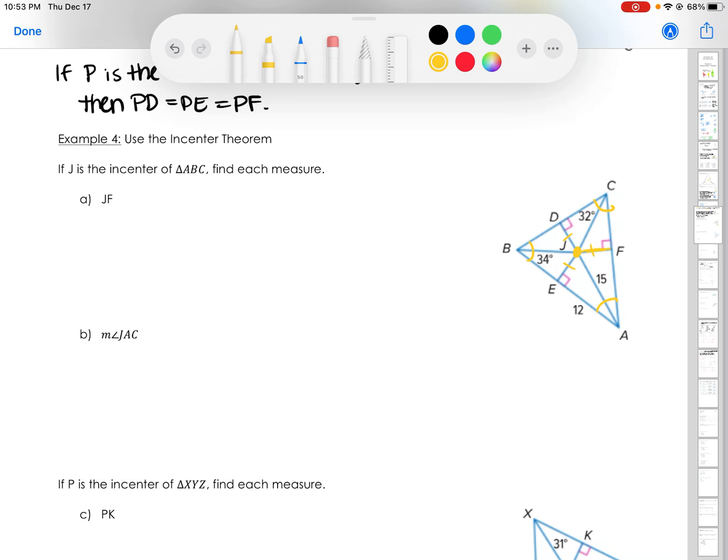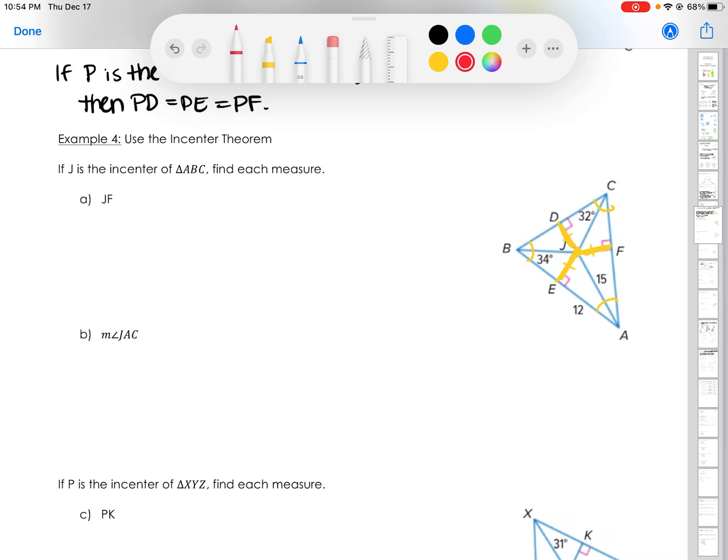So JF is this segment right here. JF should be the same as all the rest of these, okay? But we want to actually find its measure. So if we can find one of these yellow marks, then we can find all of them. They're all going to be the same. So what I want to do is figure out, okay, do I have enough information to find them?